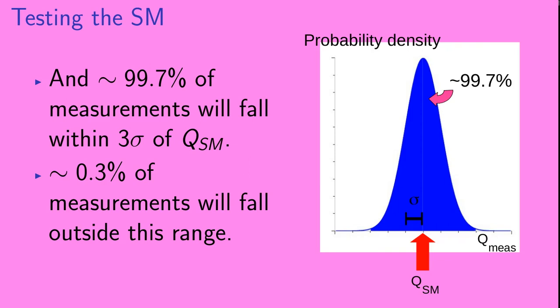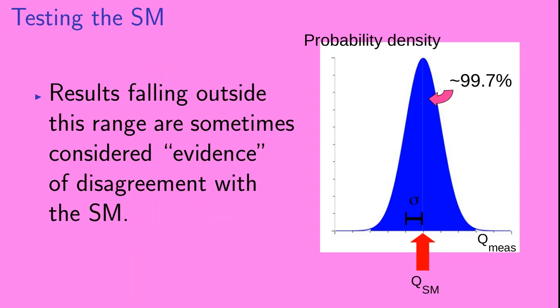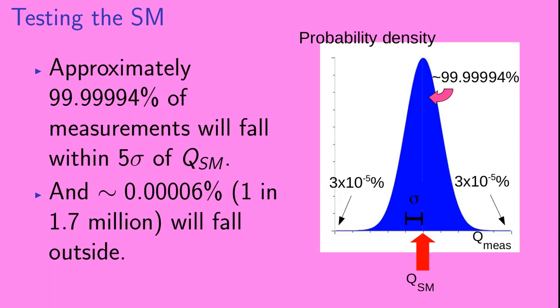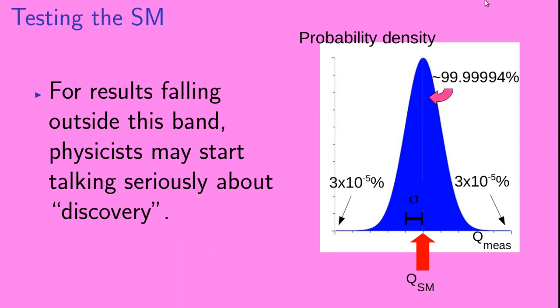And about 99.7% of measurements will fall within 3 sigma of QSM. This means that about 0.3% of measurements will fall outside this range. Results falling outside this range are sometimes considered evidence of disagreement with the standard model. And approximately 99.99994% of measurements will fall within 5 sigma of QSM, and that means that about 0.00006%, or about 1 in 1.7 million, will fall outside this range. For results falling outside this band, physicists may start talking seriously about discovery.